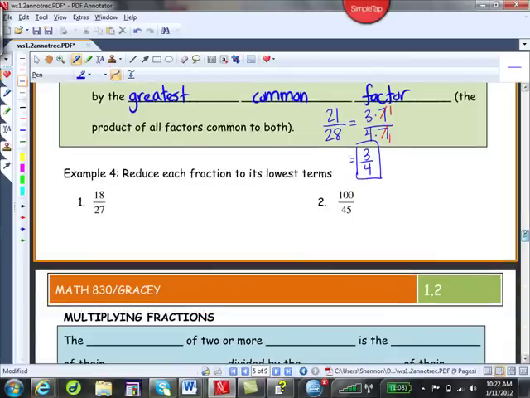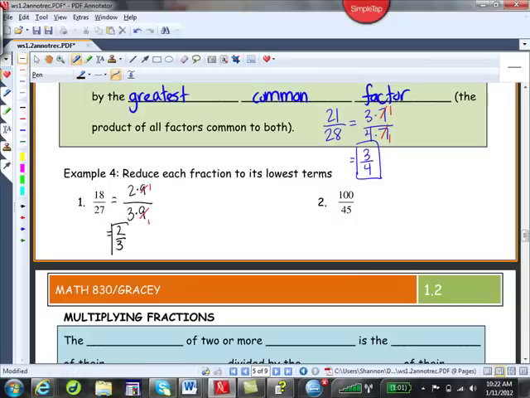Okay, so let's check it out. 18, right? So 18, how could we write 18? Well, 18 we could write as 2 times 9. And 27, do you see, is 3 times 9? So here, 9 goes into itself one time in each of those, and at the end of the day we get a result of 2/3.